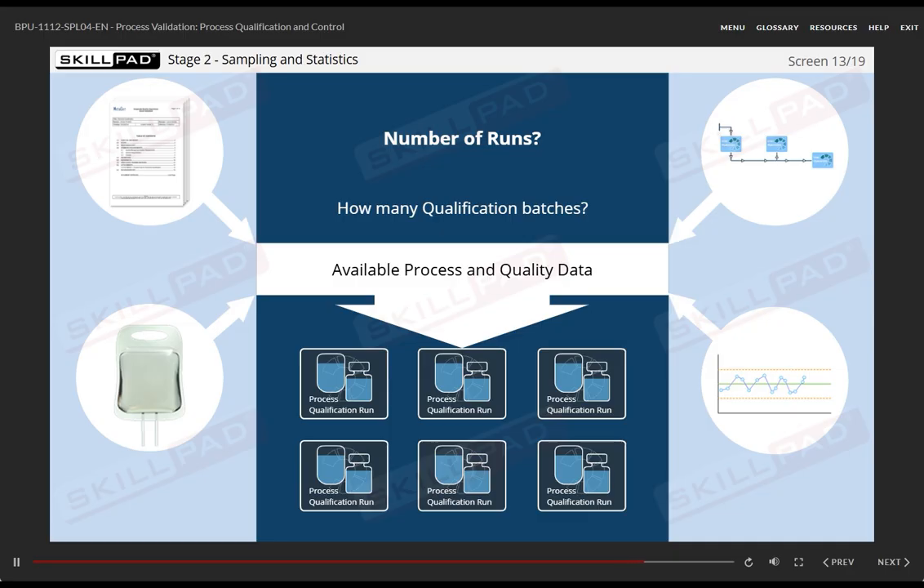While 3 qualification batches would traditionally have been the norm, from a regulatory point of view, it is now deemed to be important that any approach taken can be justified from both a scientific and risk-based perspective.